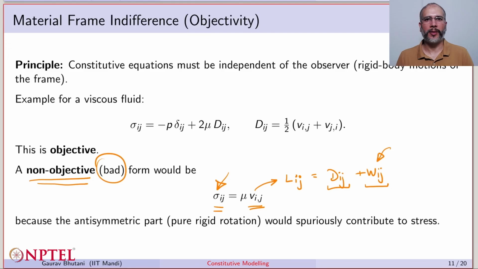And that is the reason that we end up choosing measures or quantities which are objective, that is, they do not depend on the rotation or translation of the observer. So this choice D was an objective choice, whereas the choice vi comma j is a non-objective choice. Whatever models we propose should be able to filter out the motion of the observer from the calculation of the responses such as stresses or heat fluxes. And this is possible if we end up choosing objective tensors and not non-objective tensors in the model.